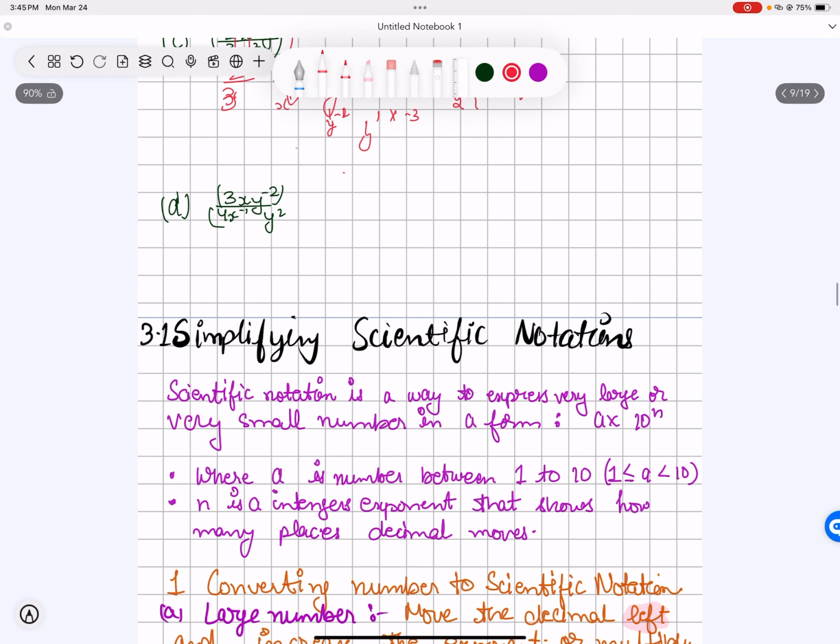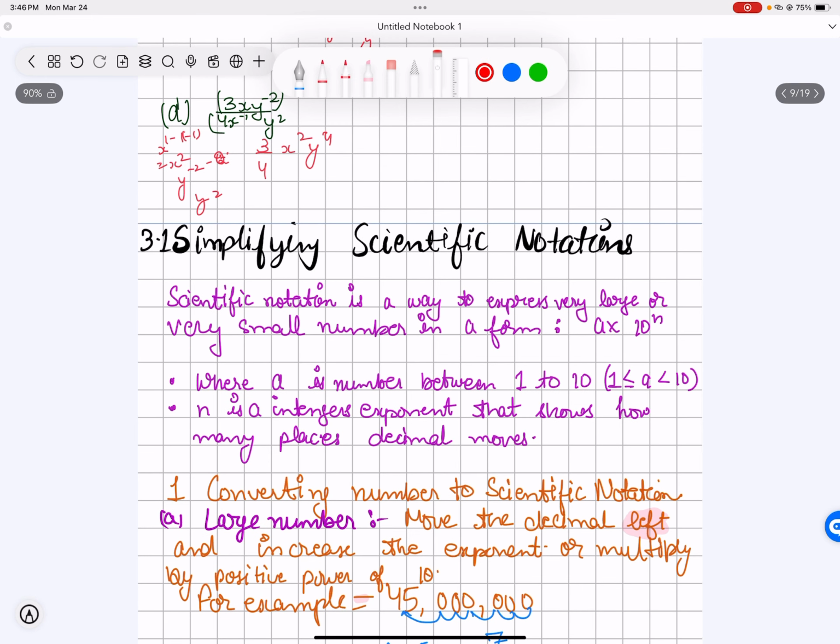And then we have a next similar situation, which is 3 over 4 and then x to the minus 1. If there is x to the 1 minus minus 1, we get x to the 2. And then we have y, which is y to the minus 2 and then y to the minus 2, which gives us y to the 4, and then x to the 2. That is our final answer for this.